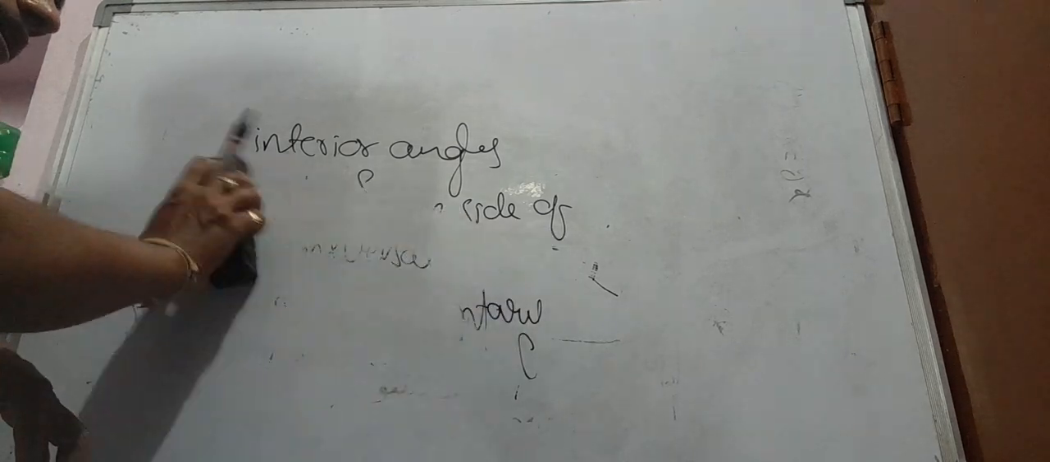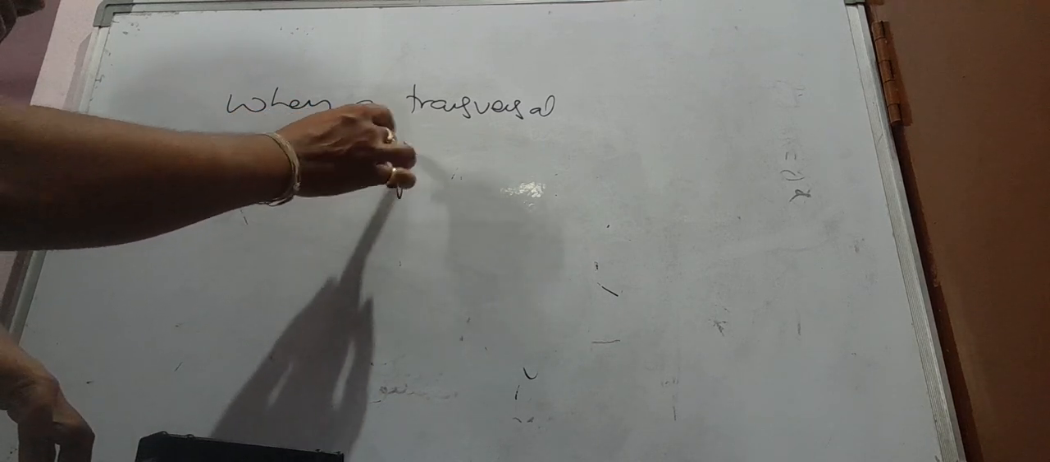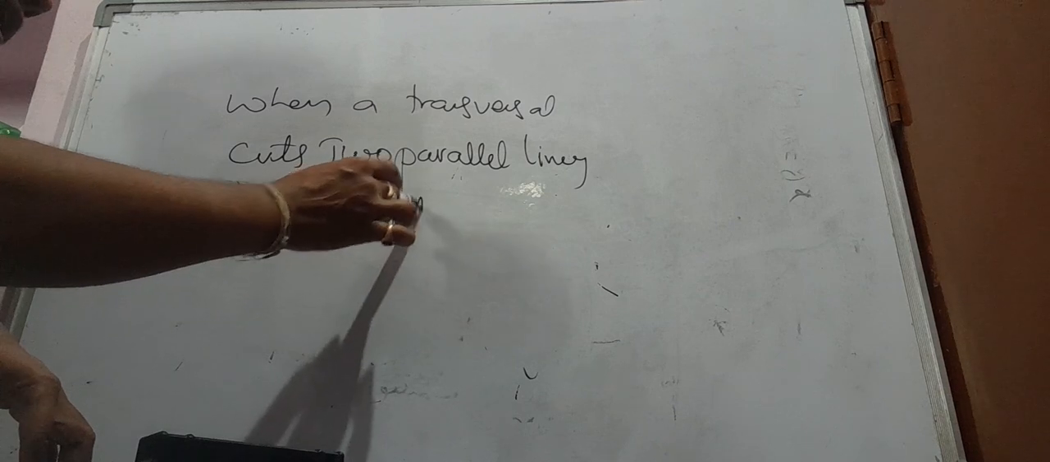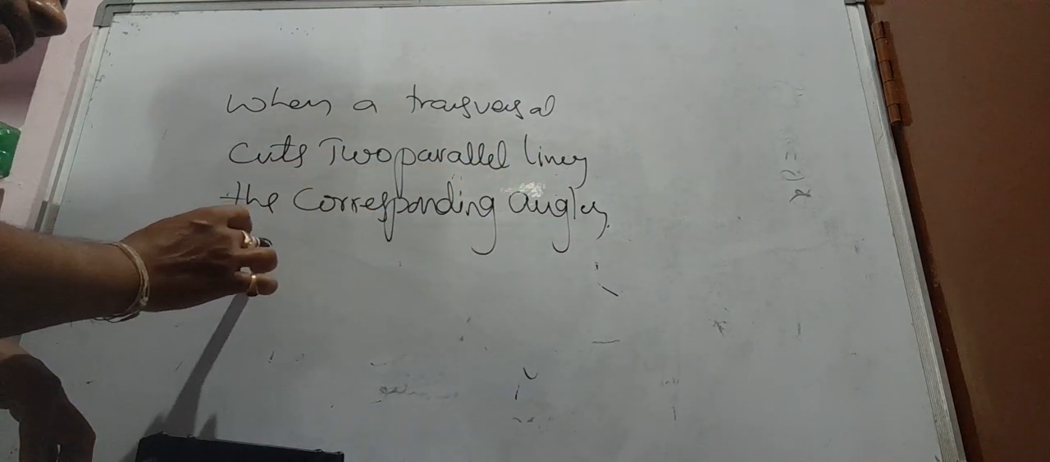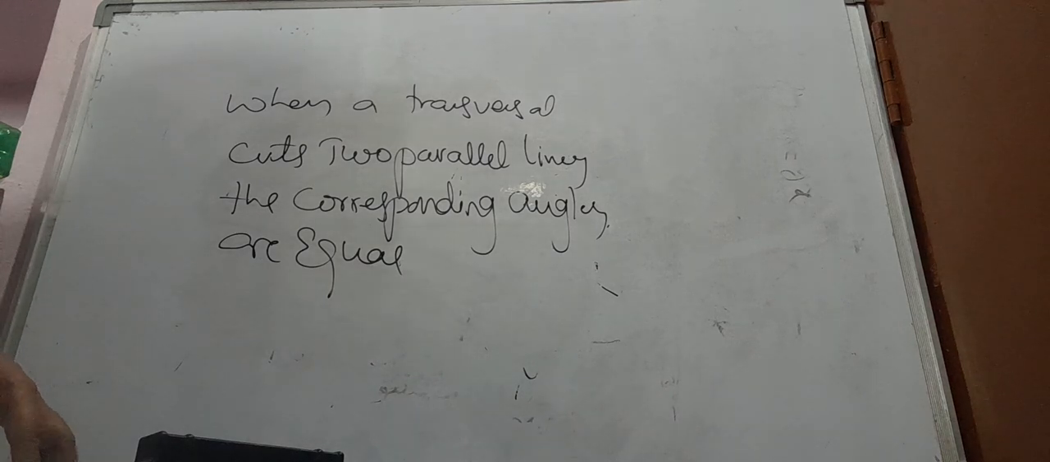So today we learned 3-4 points. First point, when a transversal cuts two or more parallel lines, the corresponding angles are equal. Corresponding angles are equal. When a transversal cuts two parallel lines, the corresponding angles are equal.